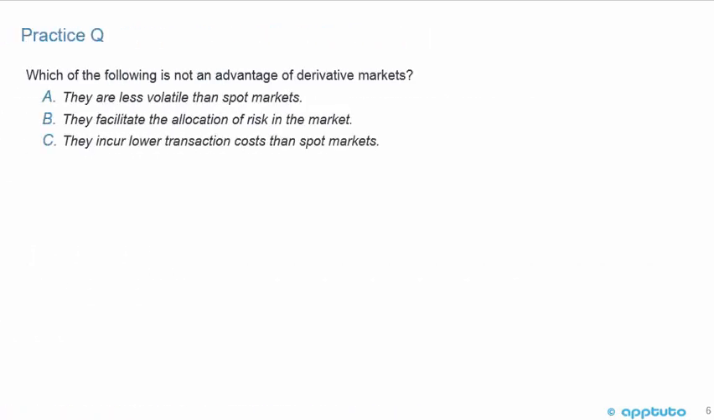So we'll just do a quick practice question here. Which of the following is not an advantage of derivative markets? A, they are less volatile than spot markets. B, they facilitate the allocation of risk in the market. C, they incur lower transaction costs than spot markets.